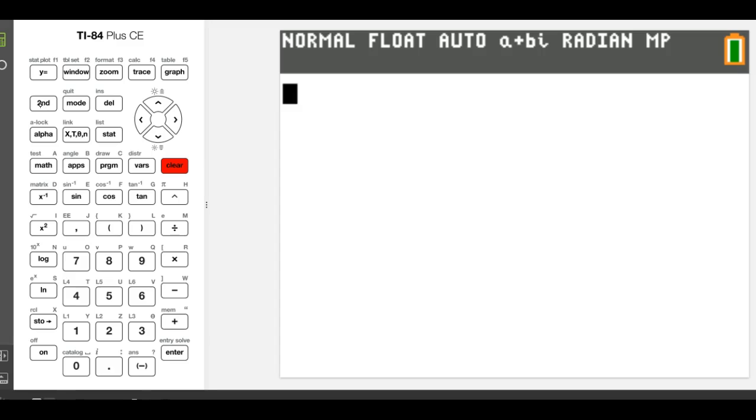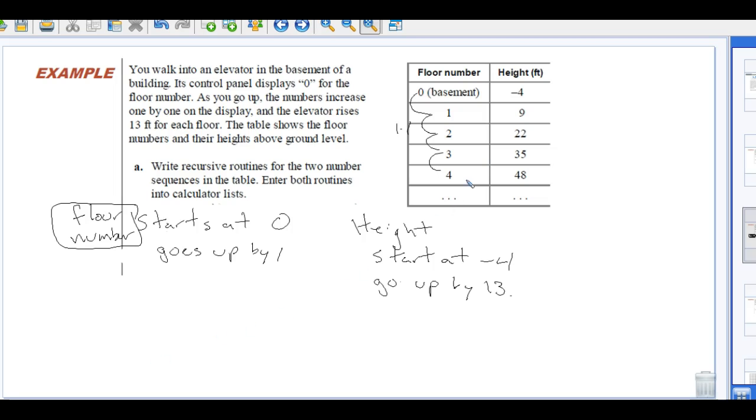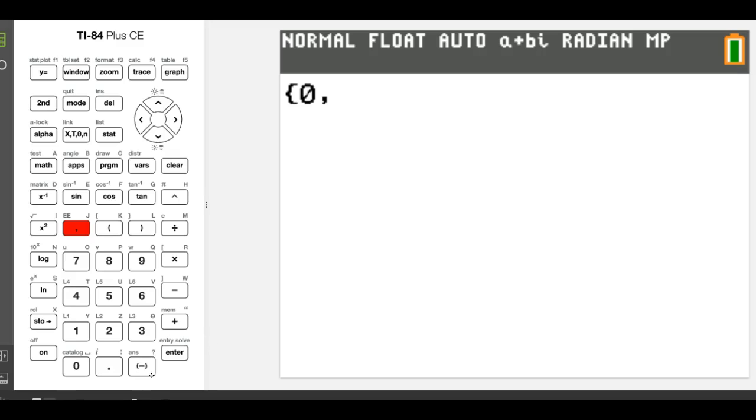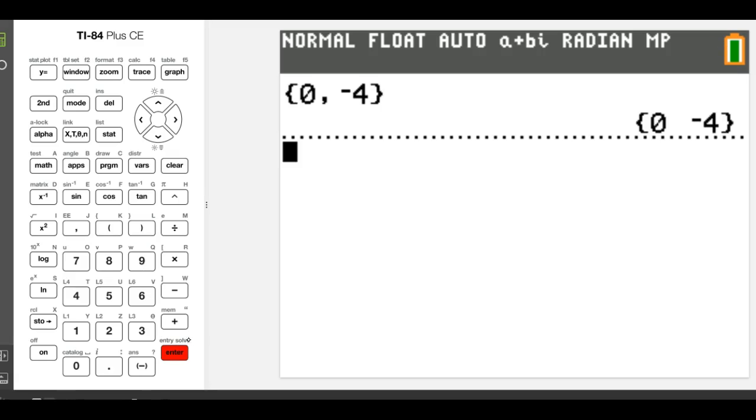So we're going to hit second bracket, second parentheses, to get this brace, okay? Now I'm going to do the floor number first. Our floor number was 0, then a comma, and then what was the height at this floor number? Well, I think it was -4. So we type in -4, and we close our brace. If you remember, we actually did this once before, when we were doing the number tricks. You could check a whole bunch of different numbers at one time.